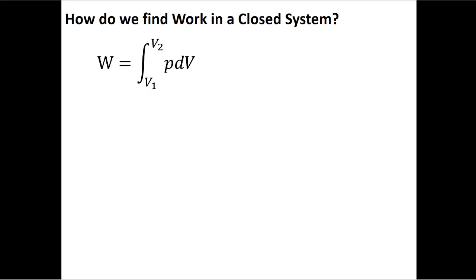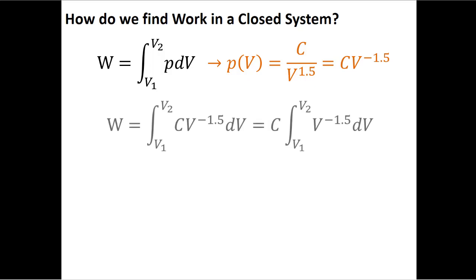I started with work because I know the equation here is the integral of P dV, and I also know that for my process, I have a relationship between P and V. So P as a function of V is equal to C divided by V to the power of 1.5, or that C times V to the power of negative 1.5 is equal to P. So now I can put that relationship into my integral.